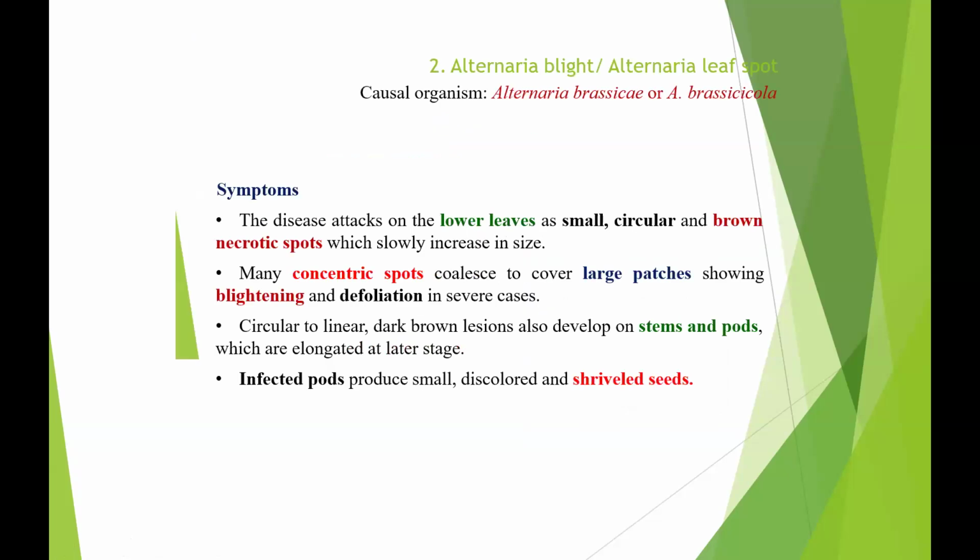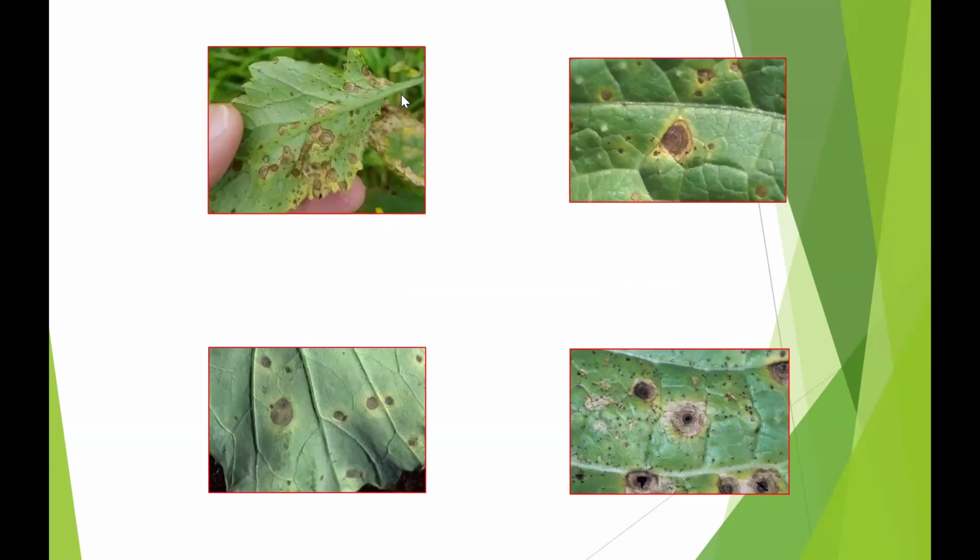Alternaria blight or Alternaria leaf spot. Causal organism is Alternaria brassicae or Alternaria brassicicola. Symptoms are small circular brown necrotic spots which are concentric in nature and cover large patches, showing blighting and defoliation in severe cases. This can infect the stem and pods, which are elongated at a later stage. Infected pods produce small, discolored and shriveled seeds. These are the concentric ring structures I was talking about on the leaves, and the yellow halo can also be seen. These are the necrotic spots.